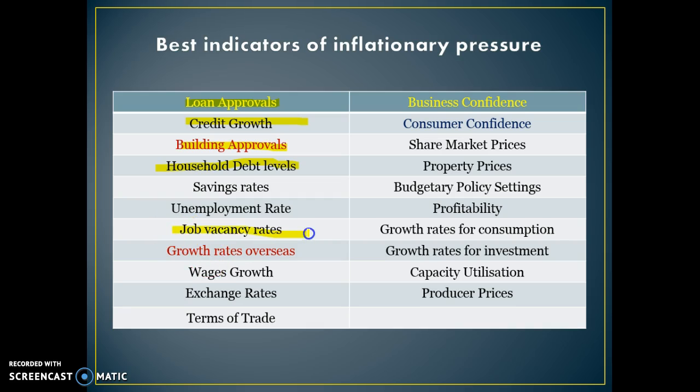If job vacancy rates increase, that's a sign there's a lot of demand for labour because there's a lot of ads going out in the papers, so that's another sign that they would be likely to implement a more contractionary stance and slow down the rate of growth. If there's strong growth rates overseas, they're going to have to tighten monetary policy because that's going to create more growth in Australia. Wage growth will cause inflation.